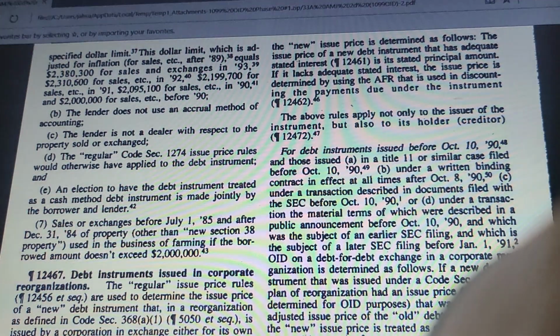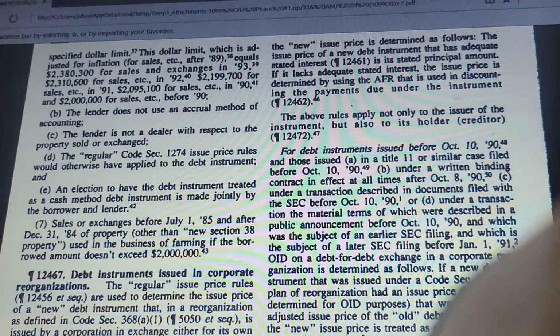Sales or exchanges before July 1, 1985, and after December 31, 1984, of property other than Section 38 property used in the business of farming, if the borrowed amount does not exceed $2 million.